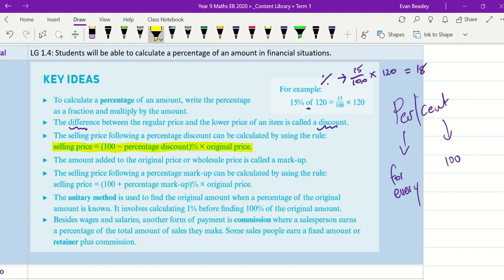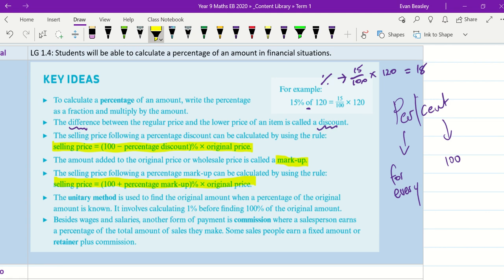Now the amount added to the original price or the wholesale price is called a markup. So a markup is when you pay extra. For example, if you want to get into eBay, it's common for people to buy a big truckload of something from China and then sell it on eBay with a little markup. And so the selling price following a percentage markup can be calculated using the rule selling price equals 100% plus that markup percent multiplied by the original price.